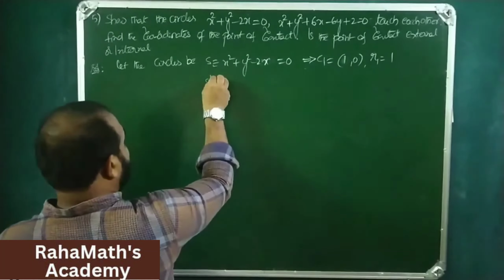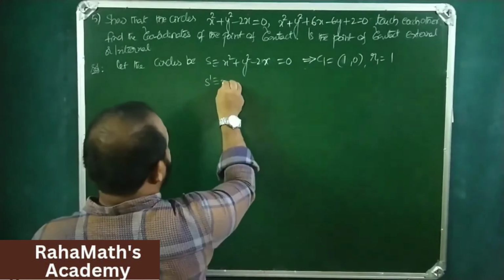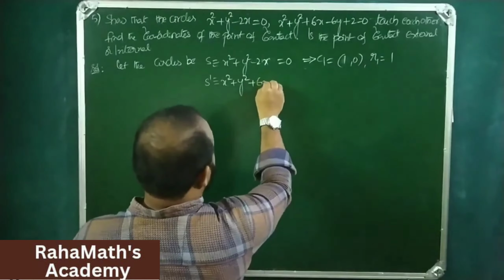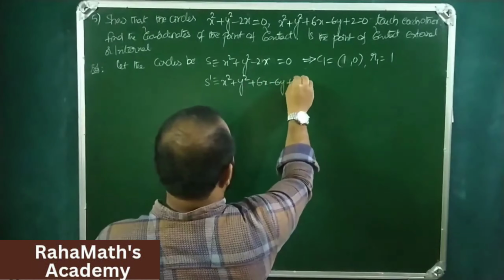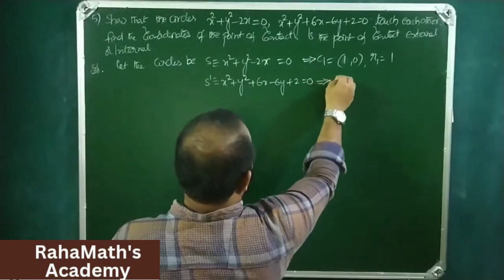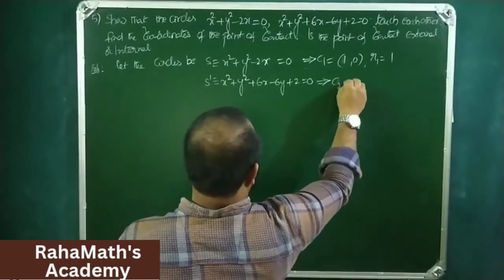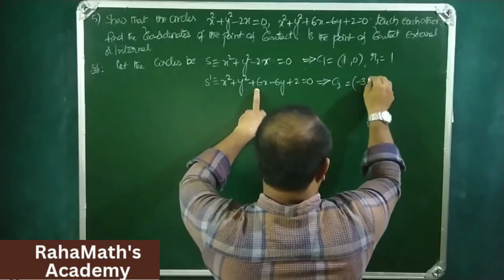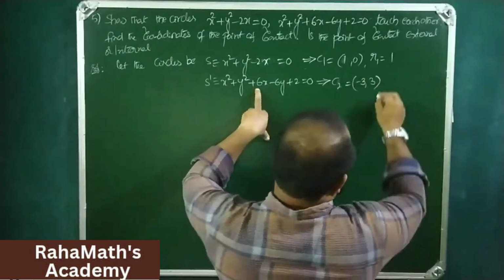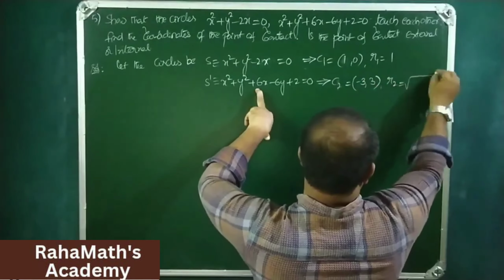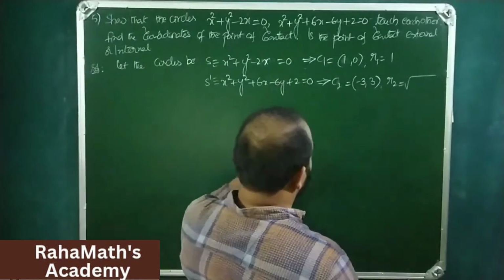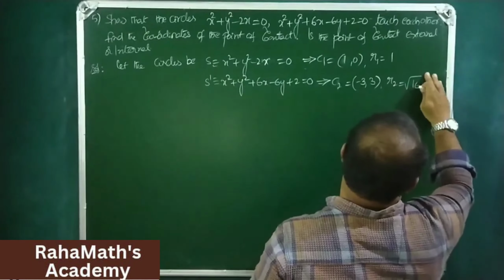And the second circle is S dash: x square plus y square plus 6x minus 6y plus 2 equals to 0. C2, the center of this circle, is minus 3 comma 3. And radius R2 is equals to square root of 3 square 9, 3 square 9, 9 plus 9, 18 minus 2, 16, root 16 is 4.